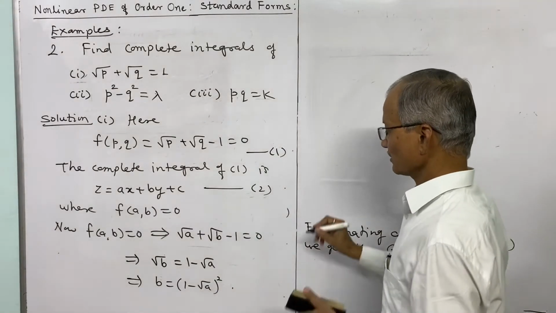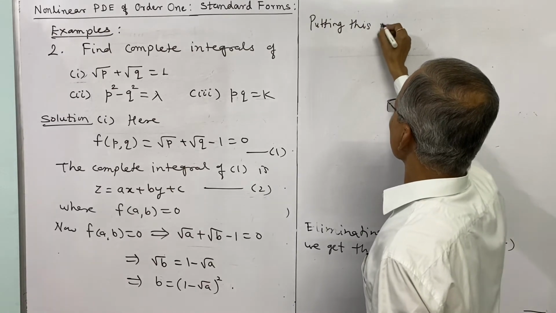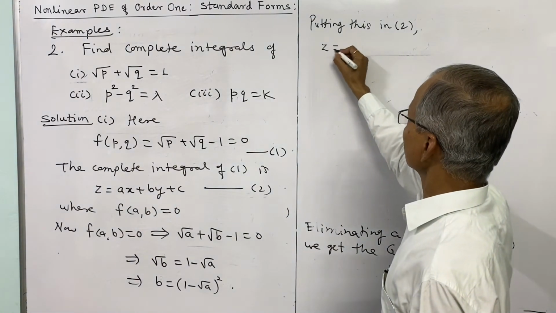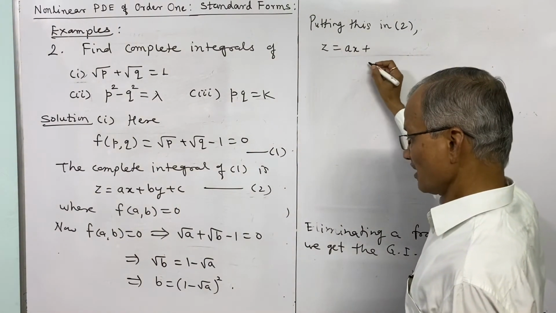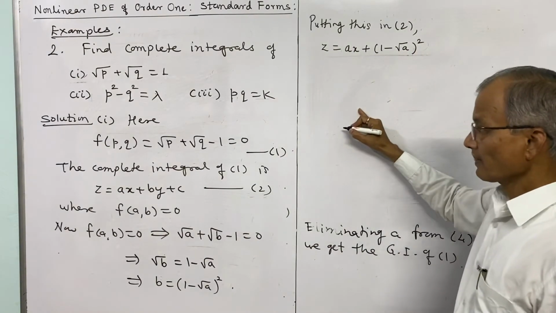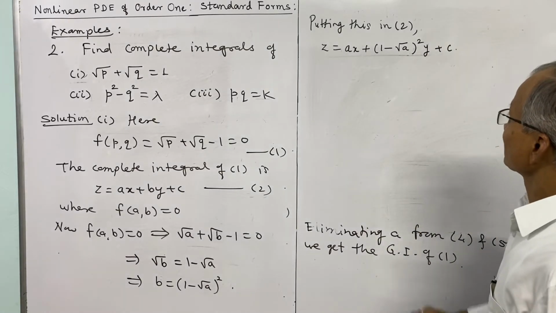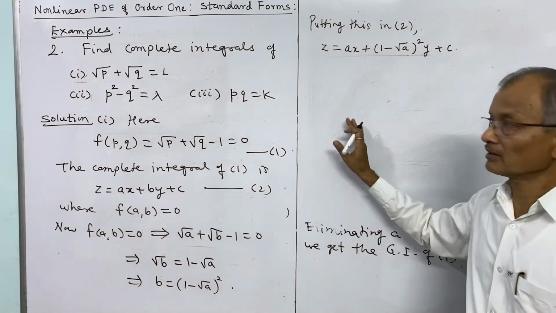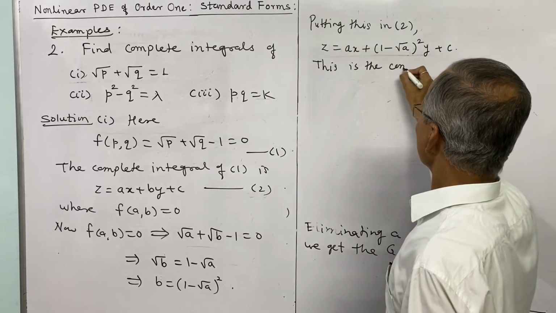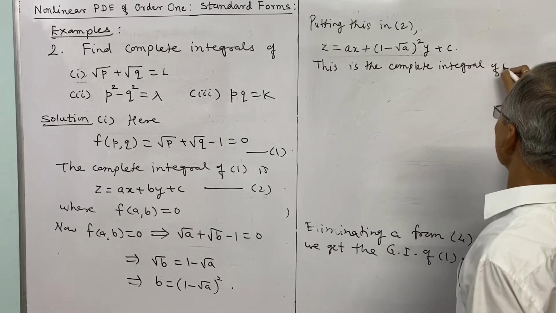So we can write, putting this into, or using this into, we get z is equal to a into x plus b, which is 1 minus under root of a whole square, into y plus c, and this is the complete integral of 1, or the given equation.